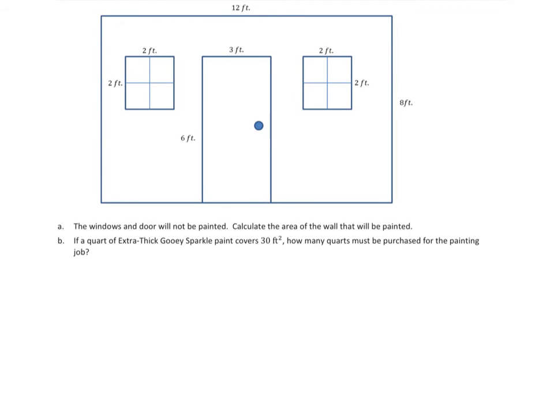Number 5 is a good word problem. So the first thing you have to do for this word problem is find the area of the whole entire wall. The whole entire wall is just a rectangle, so you just do 12 times 8, which gives us 96 as the area of the whole wall. So I'm going to put equals wall.